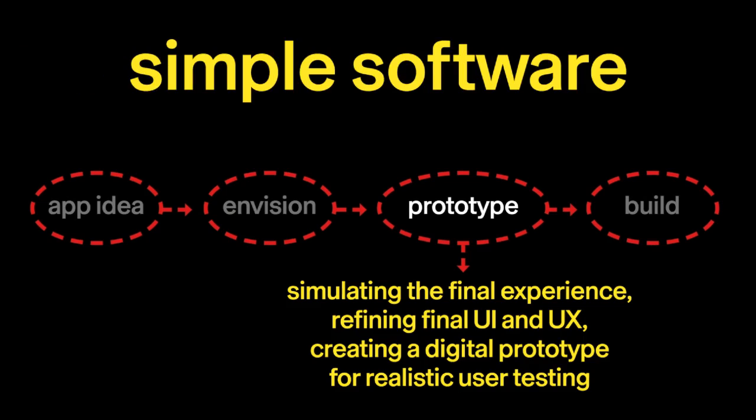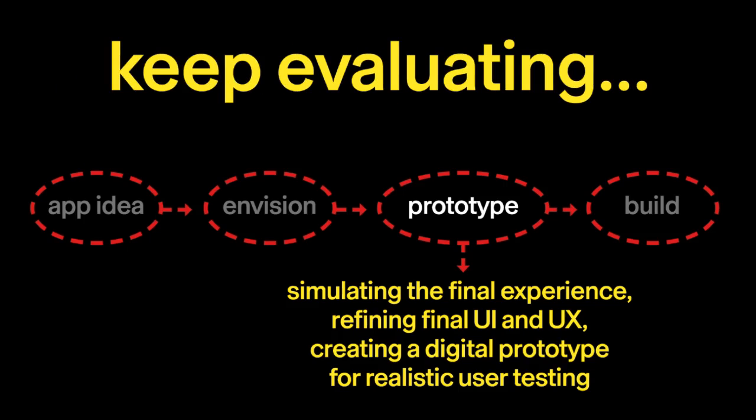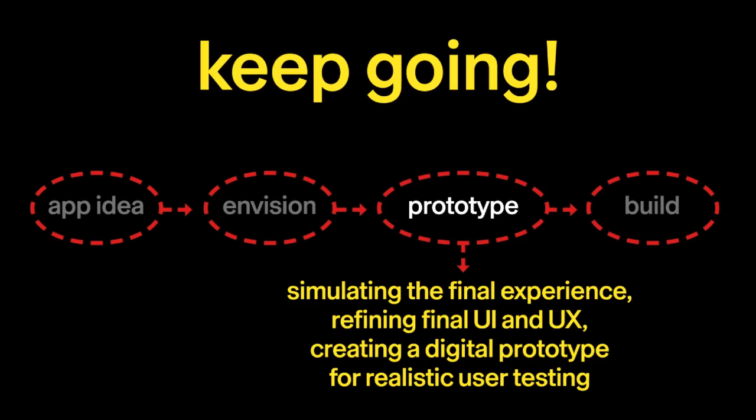In this last phase, you want to use all of the UI and UX skills that you've gained throughout this course. And even though we're in this last phase, you should still keep evaluating your app. If there are small changes that you need to make, that's okay, you should go ahead and make them. The process of refinement is ongoing and continual. It never ends until your app launches, and often it continues way after that with updates. But our job for now is to keep pressing ahead and finish building our digital prototype.